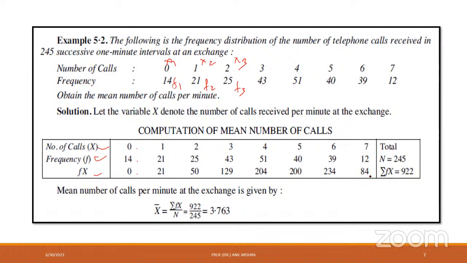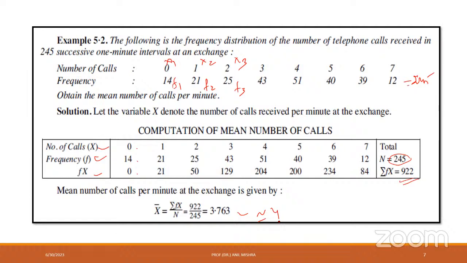And adding that, it is nothing but 922. And how many frequencies? This is the summation of frequency. If you add the individual frequencies 14, 21, 25, and so on, it is nothing but 245. So 922 is to be divided by 245. So we find on an average per minute, the calls will take place 3.4, or approximately we can take 4 calls per minute.